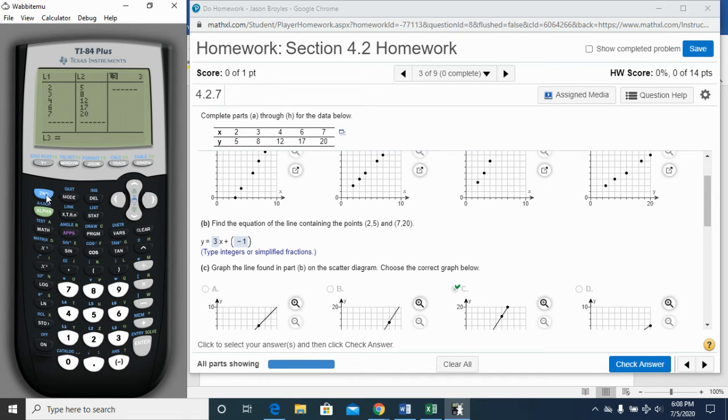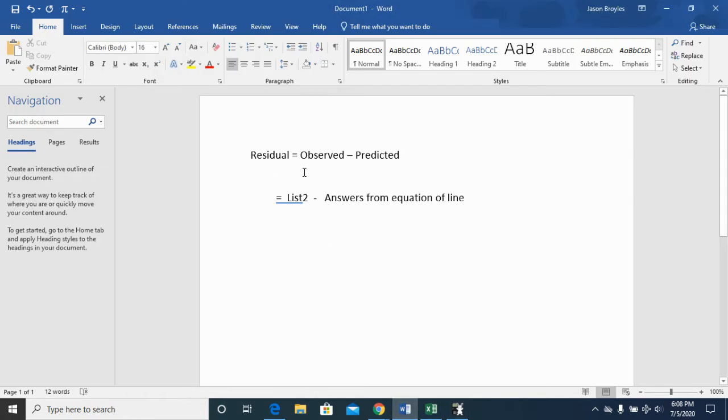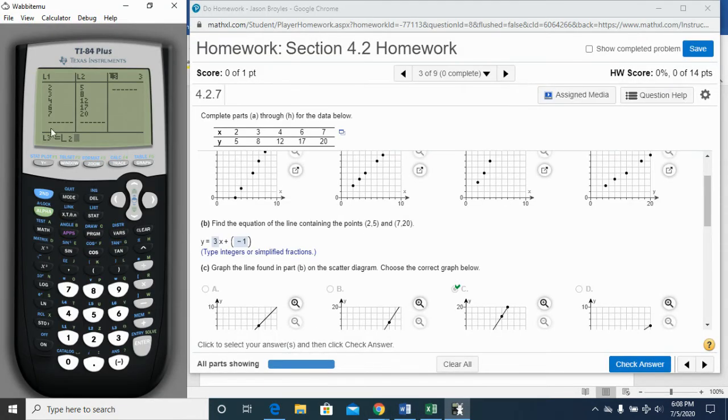The observed values are all of the list 2 values. So this is doing that. List 3 will be my residuals. So back from the Word document, remember, observed minus predicted. So the observed is list 2. I'm going to minus, and then in parentheses, I'm going to put the answer. I'm going to get the calculator to calculate all of these values when I plug these x's in.